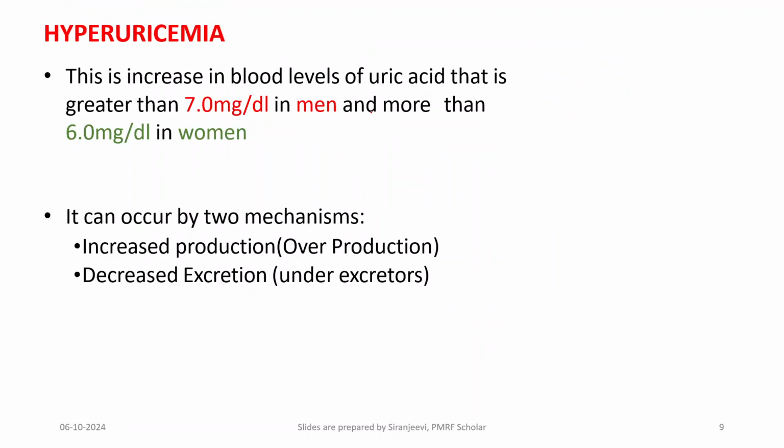So hyperuricemia is nothing but this: in any perfectly healthy man, he has less than 7.0 mg per dl uric acid in the blood, whereas in women it is less than 6.0 mg per dl. Whenever it crosses the threshold, that is more than 7.0 mg per dl in men or more than 6.0 mg per dl in women, that will be termed hyperuricemia. This can occur in two ways. One is increased production of uric acid or decreased excretion.